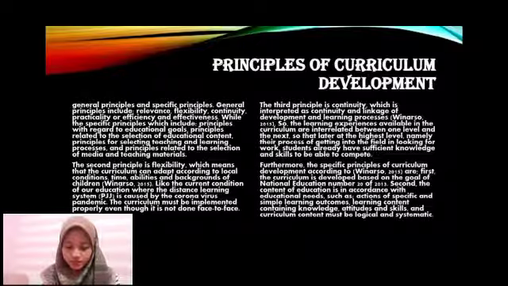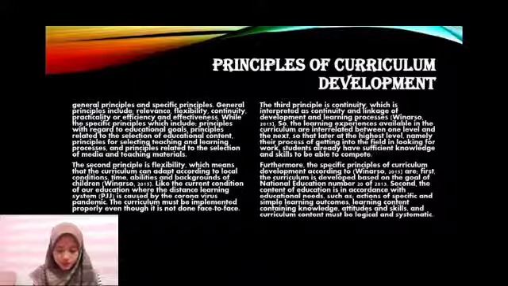The third principle is continuity, which is interpreted as continuity and linkage of development and learning processes, Winarso 2015. So, the learning experiences available in the curriculum are interrelated between one level and the next so that later at the highest level, namely the process of getting into the field in looking for work, students already have sufficient knowledge and skills to be able to compete.